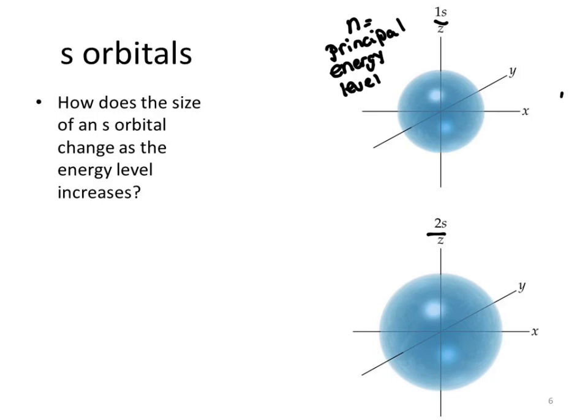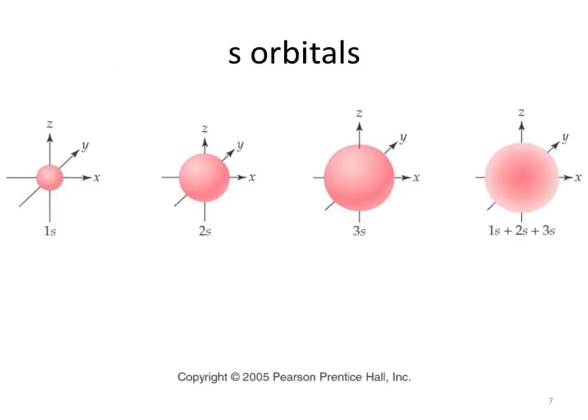So the shape stays the same, but the size gets bigger because now I'm out to another energy level. So my energy level 1 is closer to my nucleus, energy level 2 is further away from the nucleus. When I look at 1s, 2s, 3s, I get steadily bigger in size.